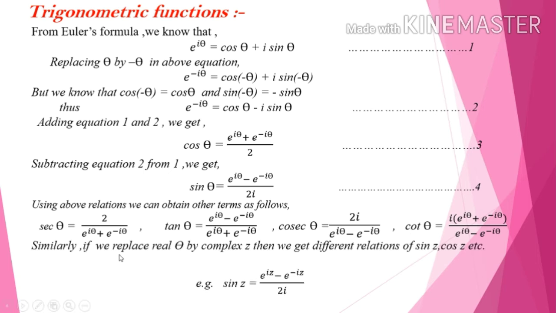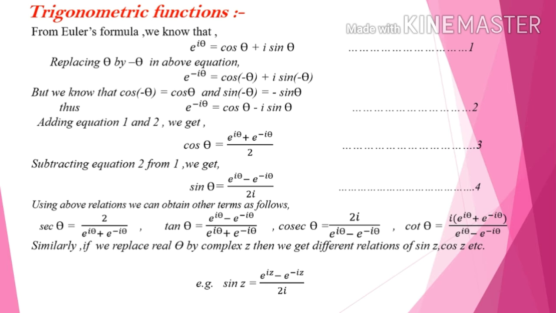Now similarly, if we replace real theta by complex z, we know that friends from the start we are talking about complex numbers, right? So if we replace the real theta by the complex z, then we get different relations of sine z, cos z, etc. For example, I can write sine z, that is equal to, we just have to replace theta by complex z.